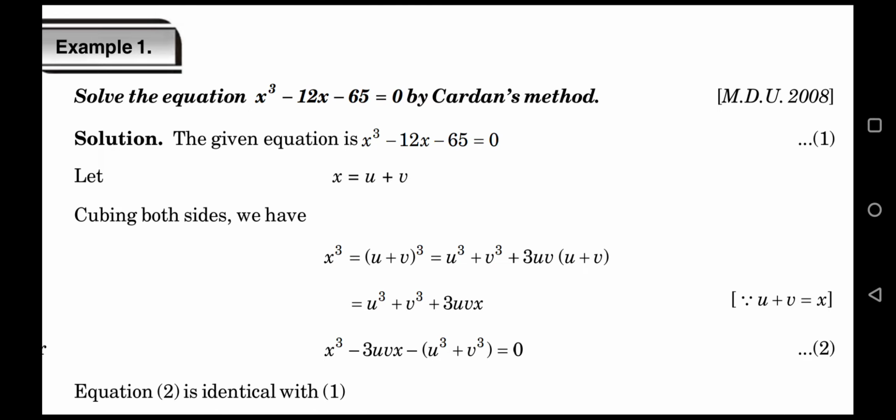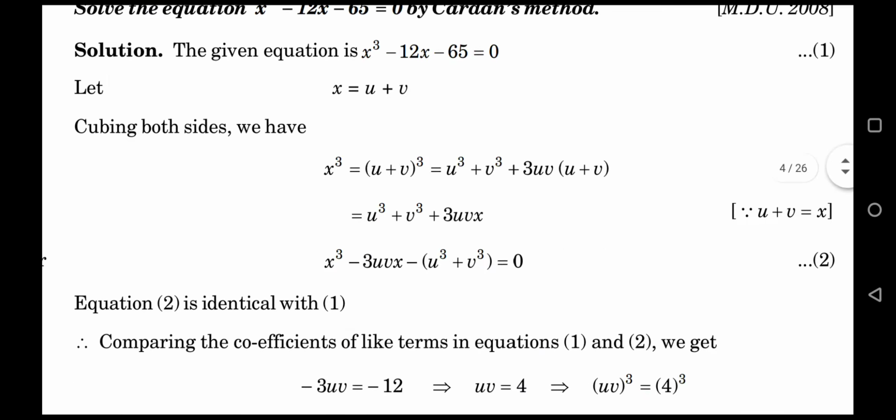Put x equal to u plus v. Cubing both sides, x cube equal to u cube plus v cube plus 3uv into u plus v. By solving this we can obtain the equation in x: x cube equal to u cube plus v cube plus 3uv into u plus v.